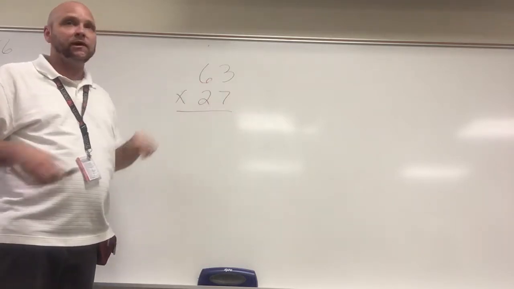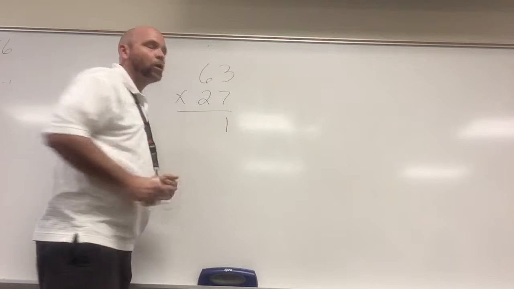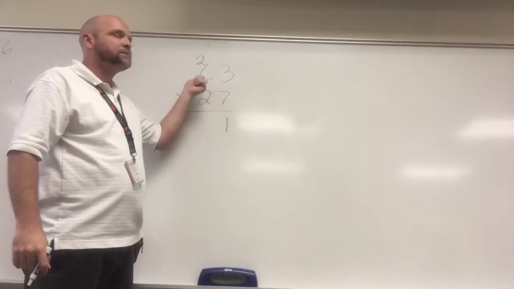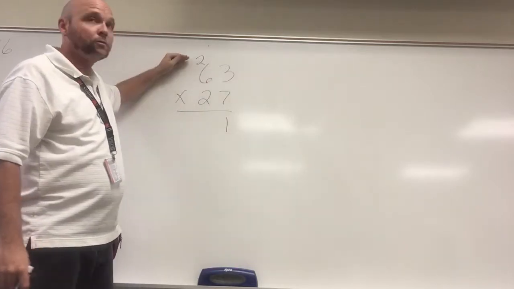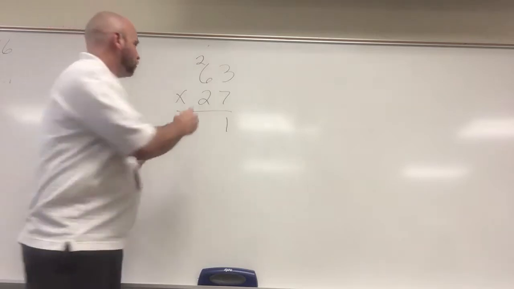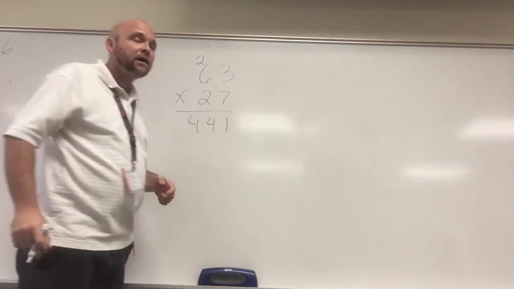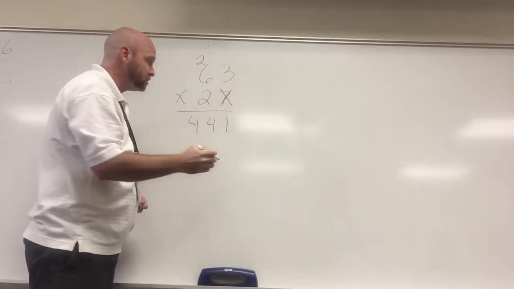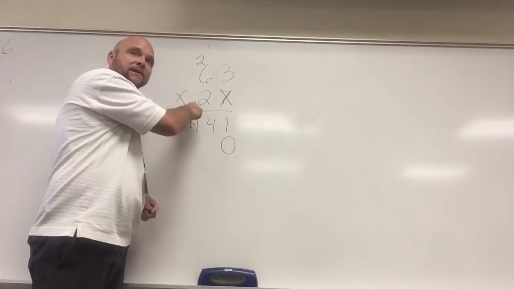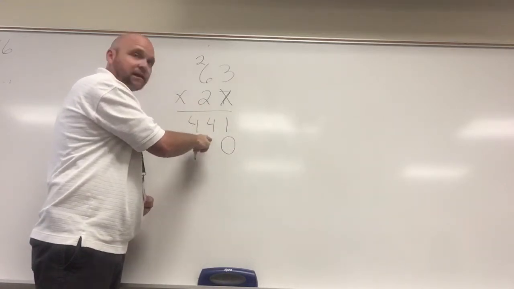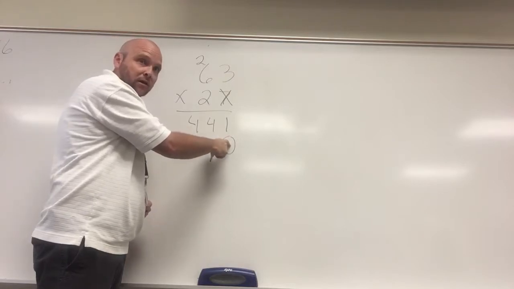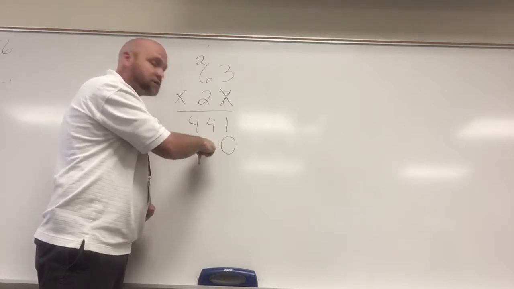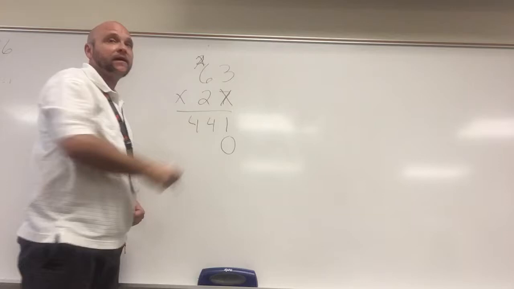So what is 7 times 3? 21. Put my 1 in my 1's place. I carry my 2 over to my 10's place. 7 times 6? 42. 42 plus 2 more? 44. Okay? Now I'm done with my 1's place, so I'm just going to get rid of that. Since this number is in the 10's place, I got to start in my 10's place, and that's why that 0 is there. I want my first number here to be in the 10's place as well. I've already carried that, I've already used it.